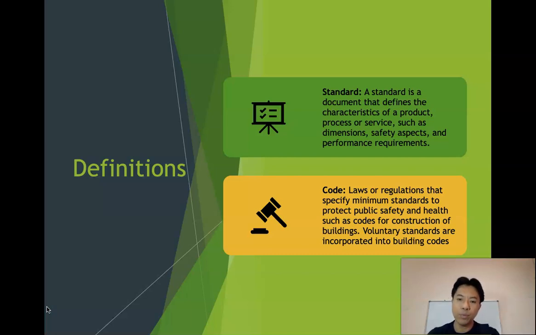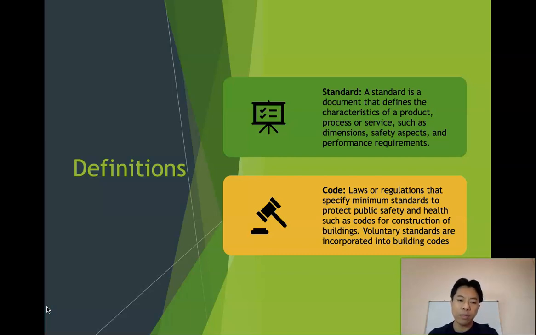So we have two definitions here. Number one is on the standard, what are standards? And number two is code. The definition of code is law or regulation that specifies minimum standards to protect public safety and health, such as code for construction or buildings. Voluntary standards are incorporated into building codes.